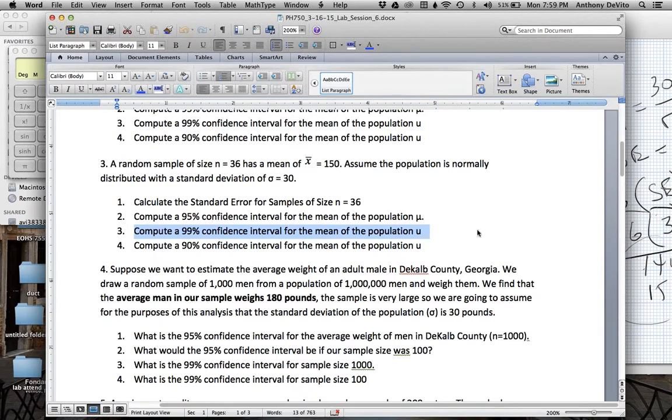Okay, what do I get for the 99% confidence interval? Only difference: 2.58 times the standard error, which was 5, added and subtracted. Okay, excellent. And now here's a little twist: the 90% confidence interval. You're not going to see the 90% confidence interval too often, but it'll come up occasionally.